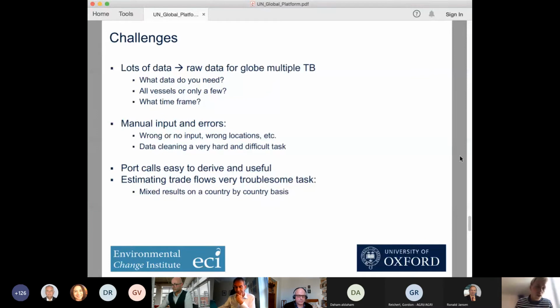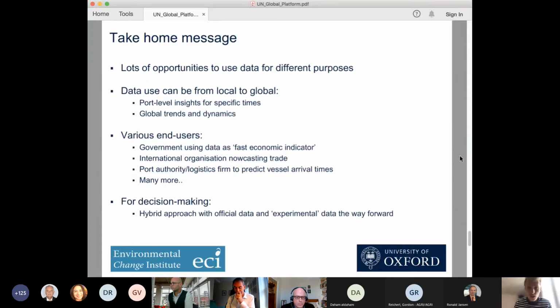There are still some errors involved with the data. There's manual input and there are just general errors. It could be that data is wrongly inputted, that there are wrong locations. So data cleaning is a very hard and difficult task. The third point: port calls are easy to derive and very useful, but if we go a step further and think about estimating trade flows, it becomes a bit more troublesome, and from our results we see very mixed results between countries.